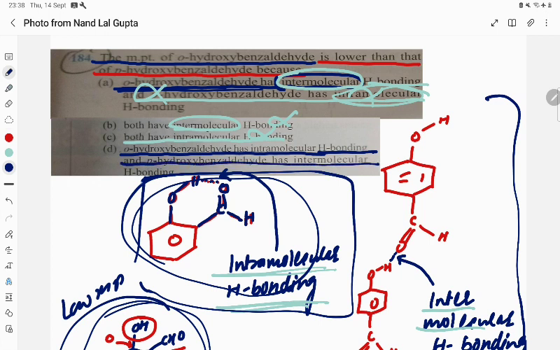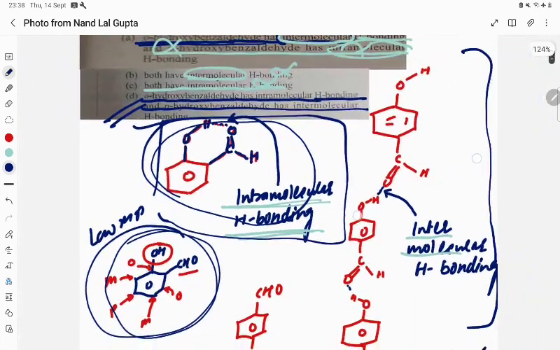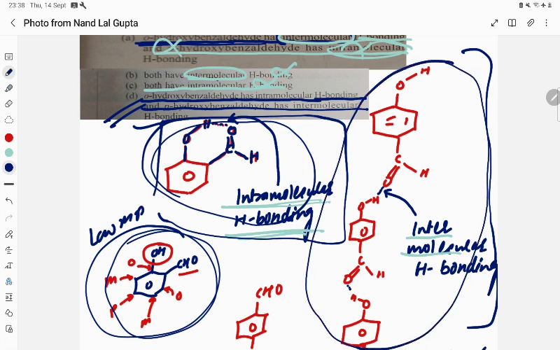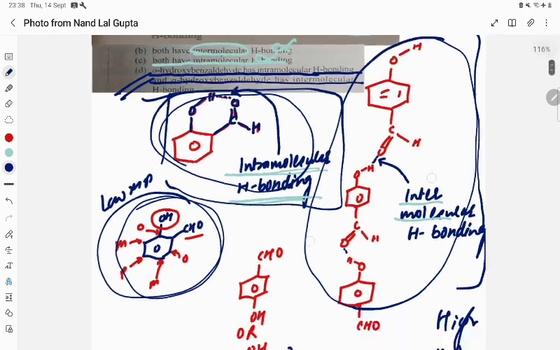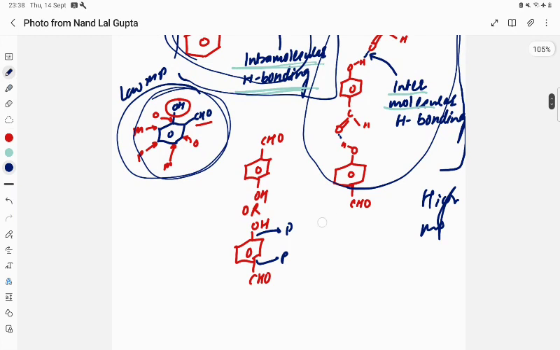Para-hydroxybenzaldehyde has intermolecular. That is also correct. So the correct option is option number what? D. Here you see the para one. Here many molecules exist together, so it does not melt easily, because they are associated molecules. So the melting point of the para molecule is higher than the ortho.